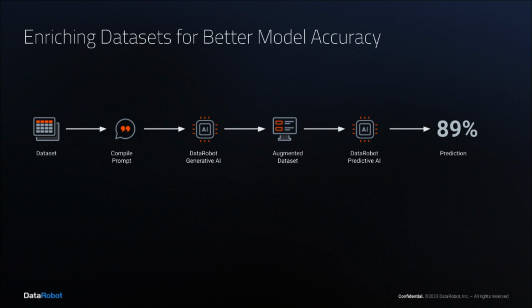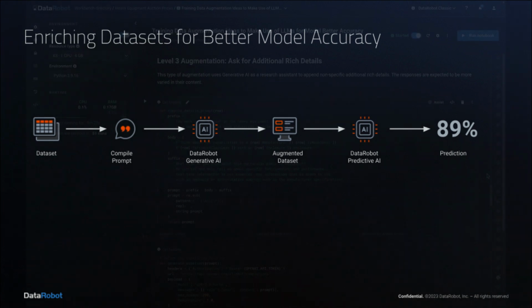This diagram shows tabular data being compiled into custom prompts and then using those prompts to ask an LLM for more contextual information. That contextual information is added to the original dataset to create an augmented dataset. When the augmented dataset is used for a predictive AI model, the accuracy improves compared to the original dataset without augmentation. The demonstration that follows shows the process of augmenting training data in a DataRobot hosted notebook before modeling begins.